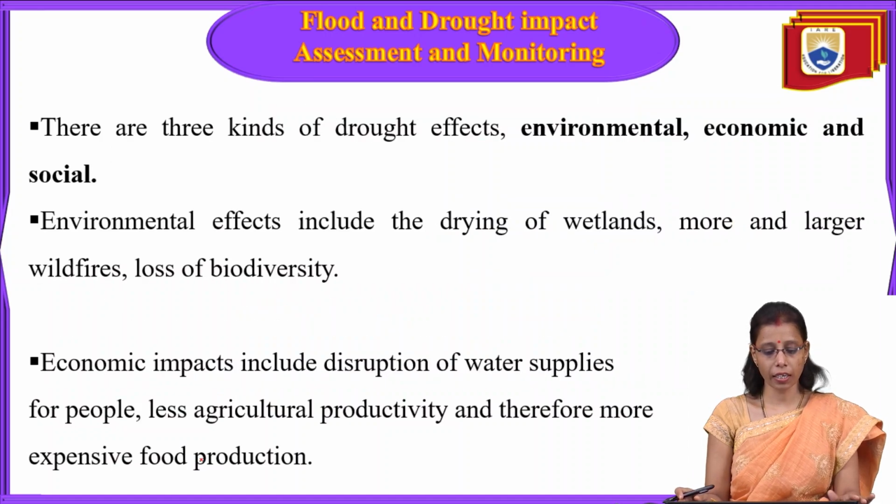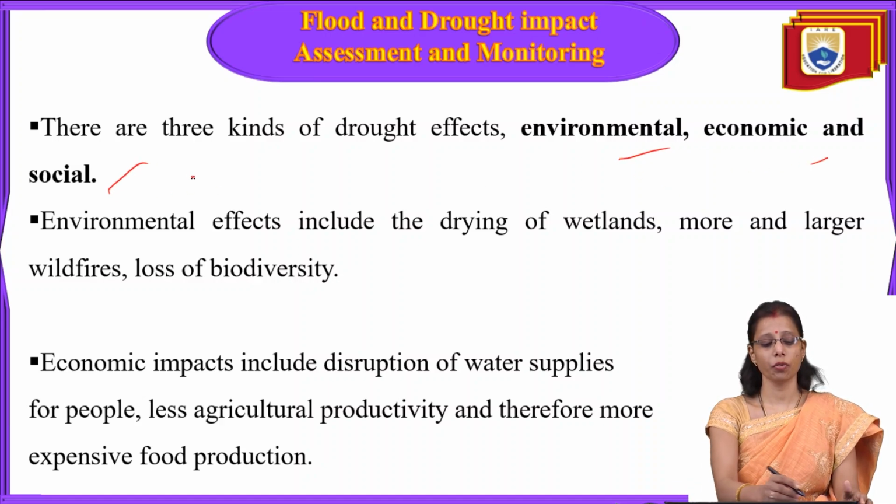Now there are three kinds of drought effects. So what are the drought effects? The effects of drought are environmental, economic, and social. It affects the environment: due to drought conditions, the entire environment may be changed. There is less rainfall, there is no water, there are problems for animals and humans, and survival problems may occur due to these drought conditions.